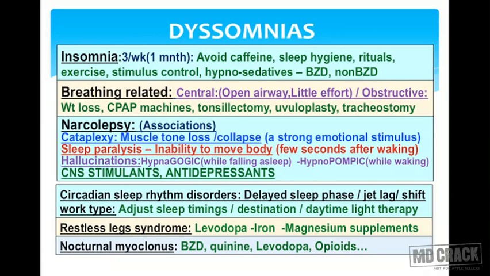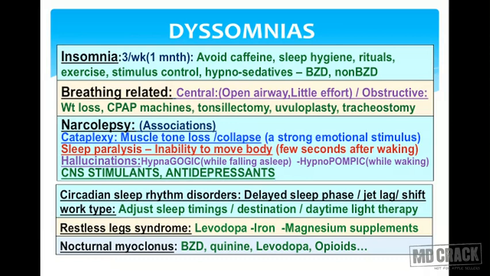The next important association with narcolepsy is called sleep paralysis. Sleep paralysis is inability to move the body for a few seconds after waking up. The patient is awake and is able to realize that they are awake but is not able to move the body at all for a few seconds. This is called sleep paralysis.